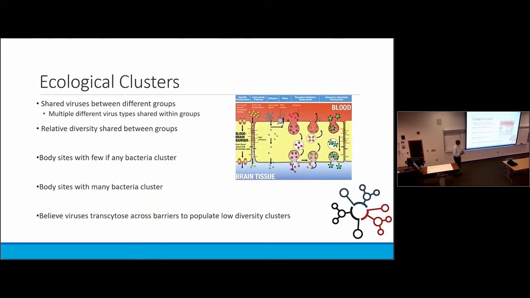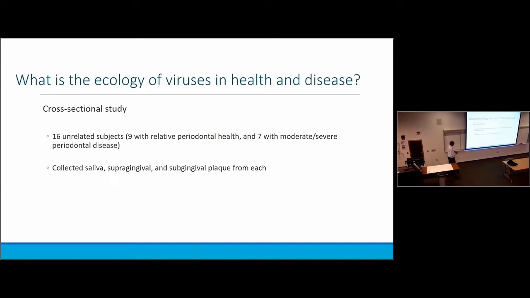So what we think is going on is that there are two different ecological clusters within your body, and the diversity is shared within a cluster: a high diversity cluster and a low diversity cluster. In general, body sites that have a lot of bacteria tend to have a lot of viruses. Body sites that have few bacteria tend to have few viruses. And we believe, particularly in the low diversity cluster, that most of these viruses get access to these compartments through transcytosis, a phenomenon that one of our collaborators, Jeremy Barr, who used to be right here at San Diego State, recently demonstrated.